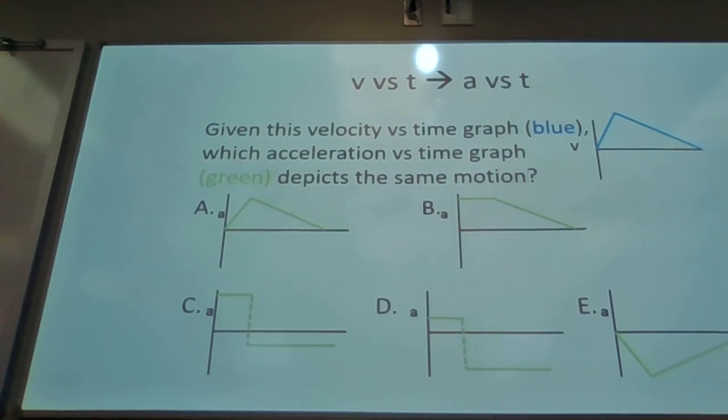Correct answer is? Correct answer is C. Are we good with that? Speeding up really quickly. Steep slope. Goes together. Perfect. All right. Good with that?